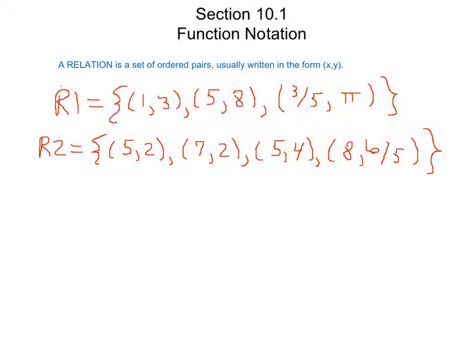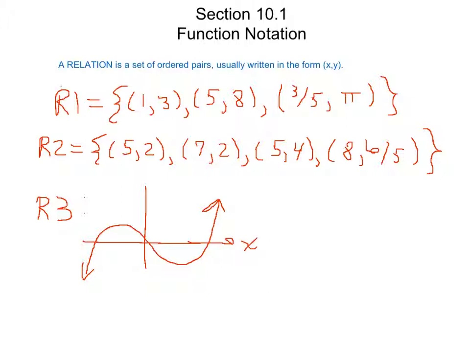Contrast that with the idea of a graph of a relation. R3 would simply be all the ordered pairs that are indicated by that graph. Remember, every point on a graph is an ordered pair. So this graph illustrates an infinite set of ordered pairs. So those are two different ways of describing a relation.